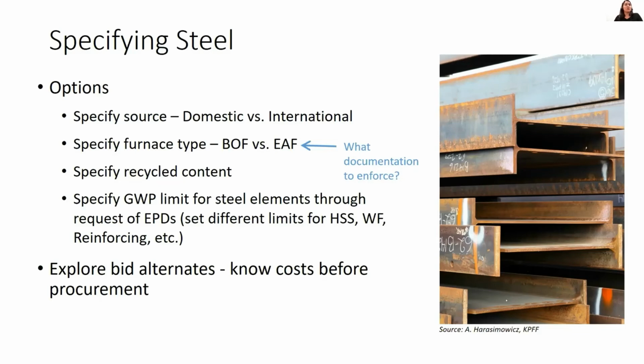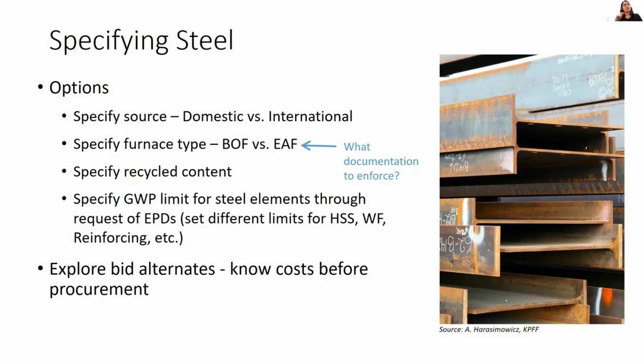Another one is recycled content, right? That can be one where you can ask for more recycled content, which would mean that it would more likely come from EAF. And then another one that's growing steam and becoming more popular is to specify a GWP limit for steel elements, but you would have to make sure that you're specifying different limits for different types.